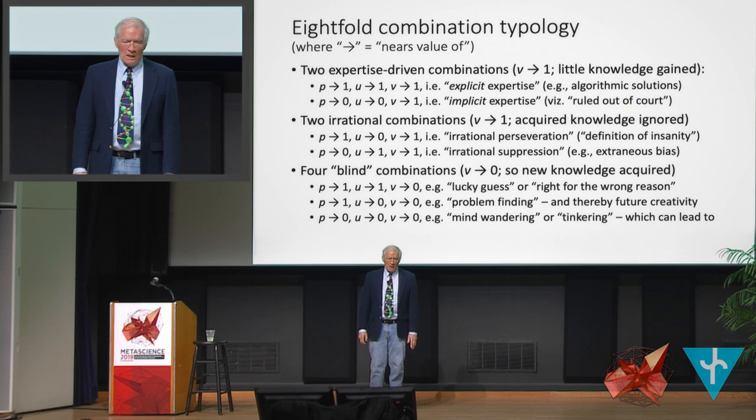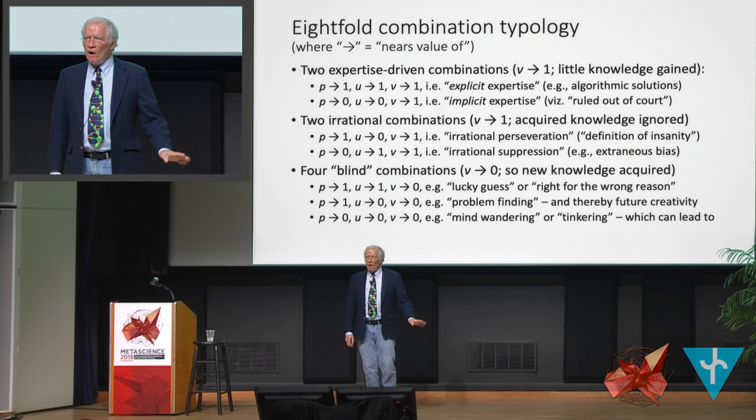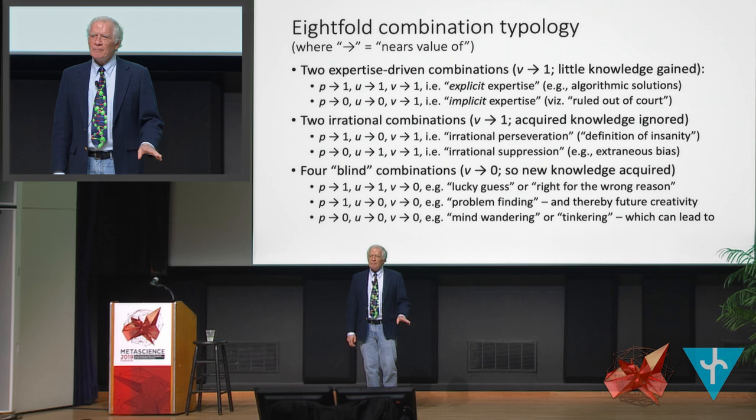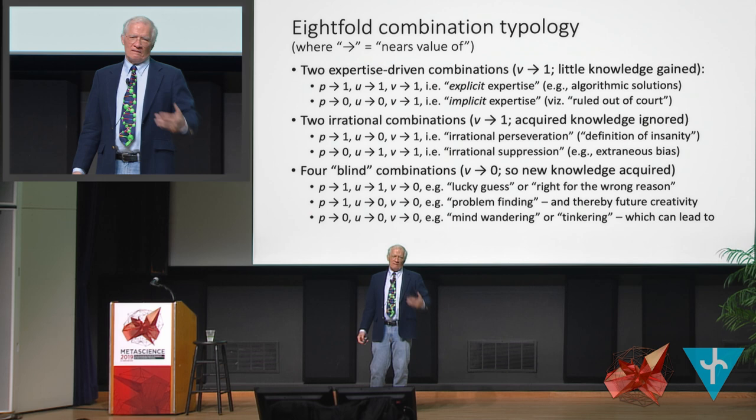A third possibility in the blind realm is where all three parameters approach zero. This is a kind of a bizarre one when you think about it, but actually happens quite often. Hopefully it's not happening to any of you right now, because one example is mind wandering, okay? You have low probability thoughts. They're often useless thoughts. And of course you don't have any prior knowledge. You're just kind of generating it. I call it random thinking, just, you know, random thoughts, okay?